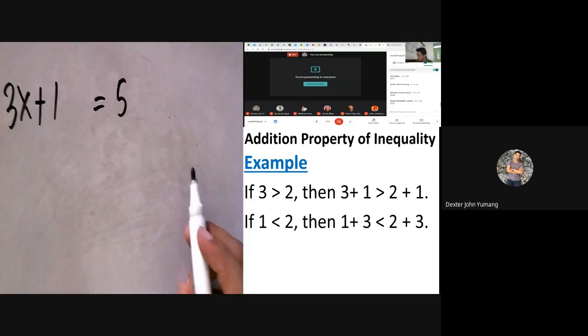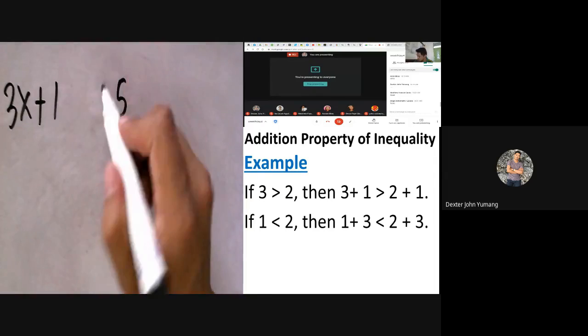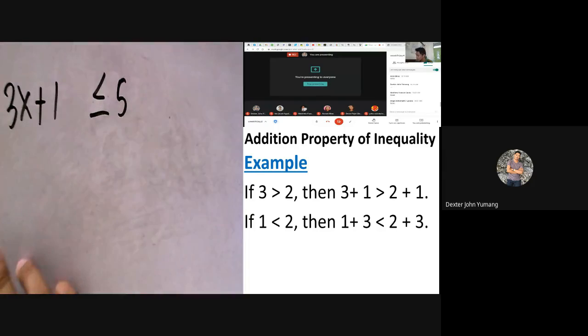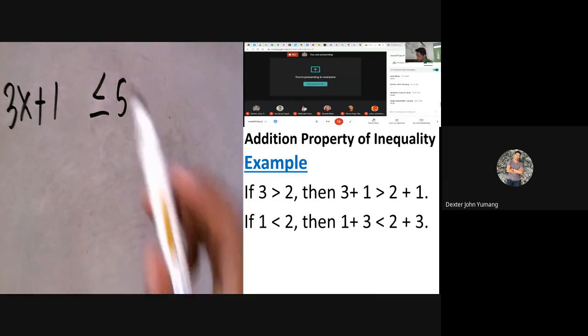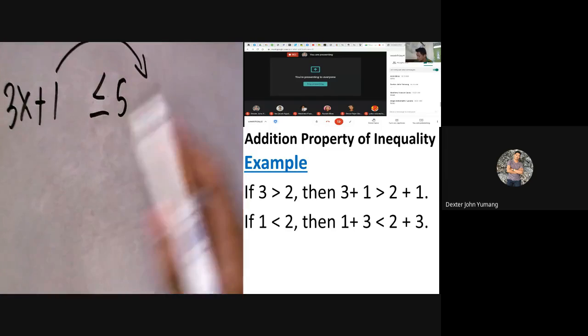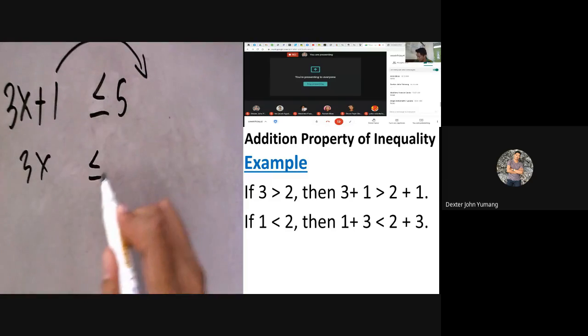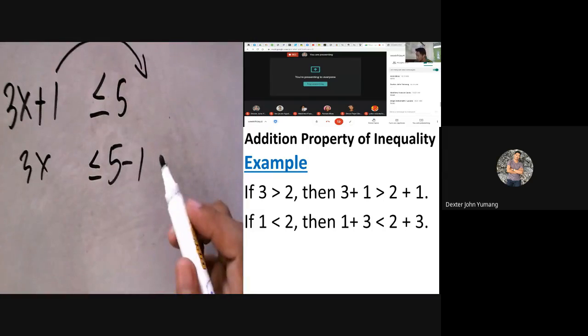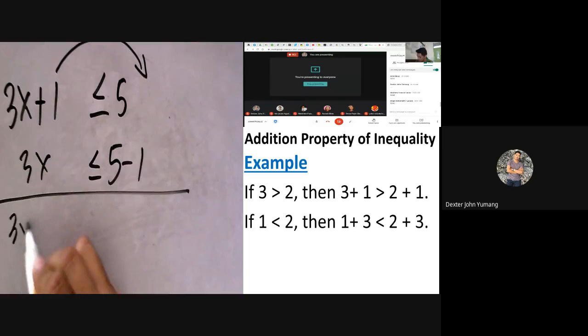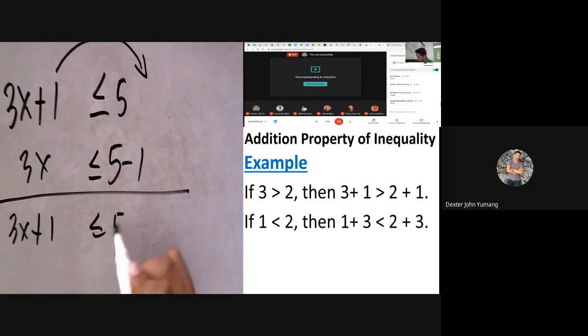So, in this case, lahat po ng variables, allow me to use this symbol pala, this sign. Kapag lahat po ng variables nasa left side, lahat po ng numbers nasa right side, tama? So, ano ang gagawin natin? Si 1, ililipat natin dito. Okay. So, magiging 3x less than or equal to 5 minus 1 na siya. Actually, hindi yan ganyan ang nangyari. Ganito po ang nangyari. So, 3x plus 1 less than or equal to 5.